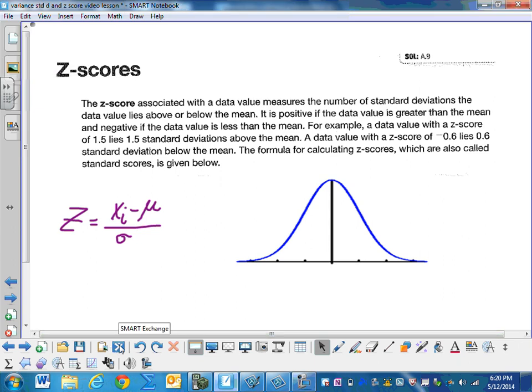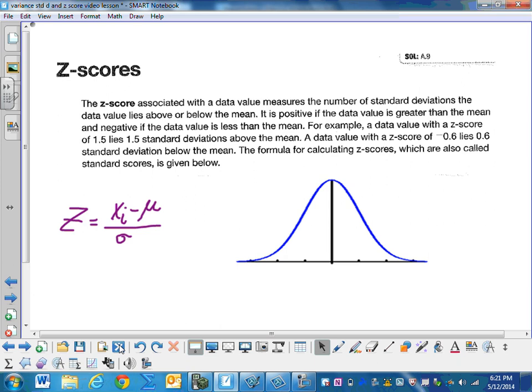Z-scores. The Z-score associated with a data value measures the number of standard deviations the data value lies above or below the mean. It is positive if the data value is greater than the mean, and negative if the data value is less than the mean. For example, a data value with a z-score of 1.5 lies 1.5 standard deviations above the mean. A data value with a z-score of negative 0.6 lies 0.6 standard deviations below the mean.